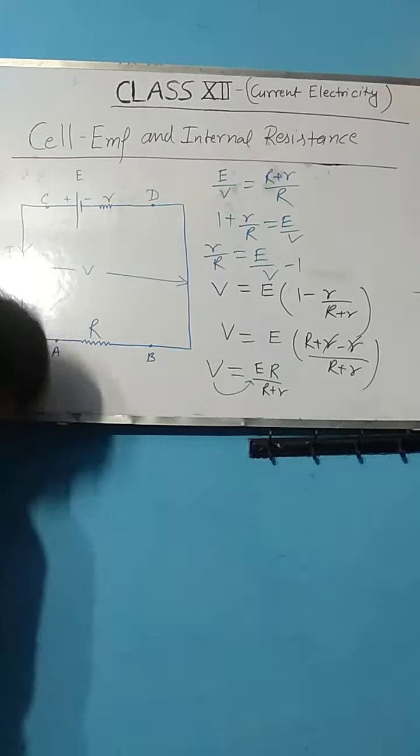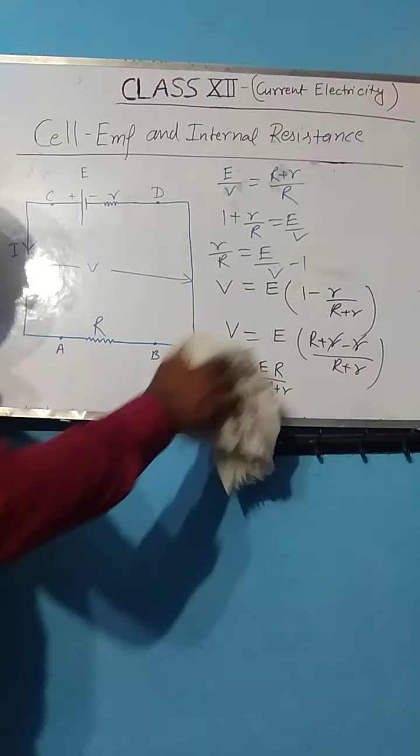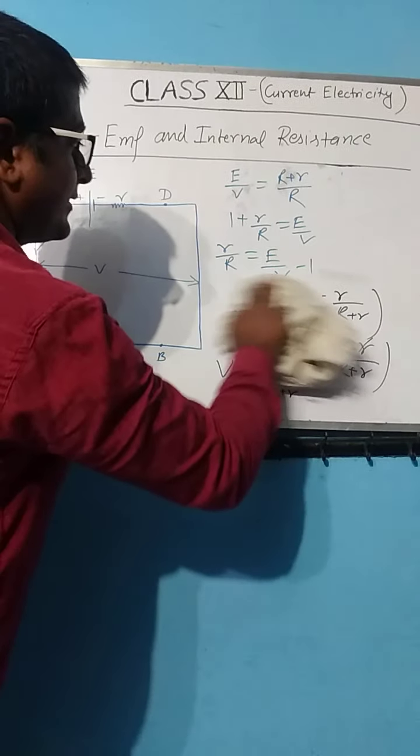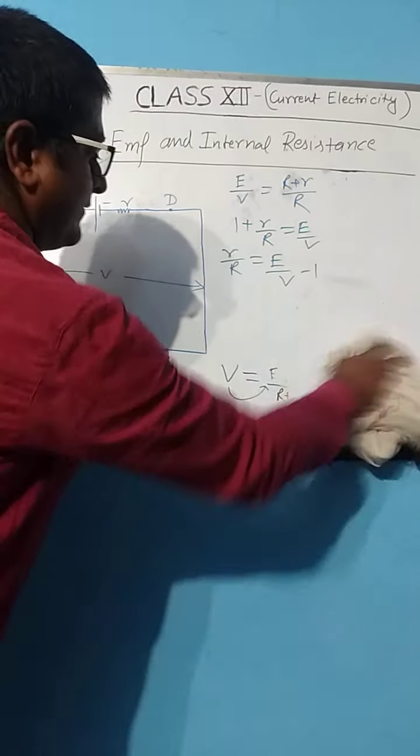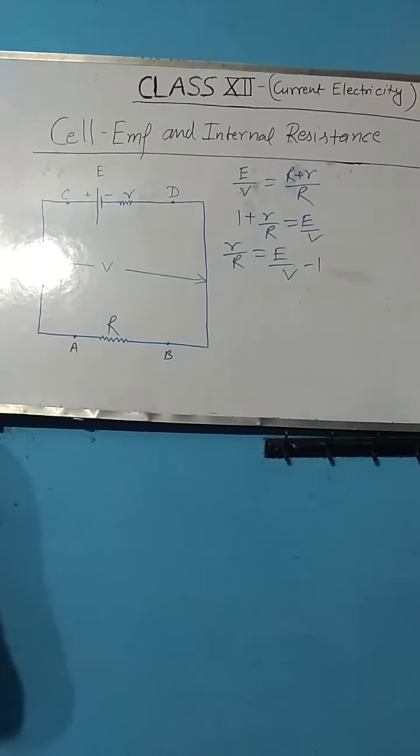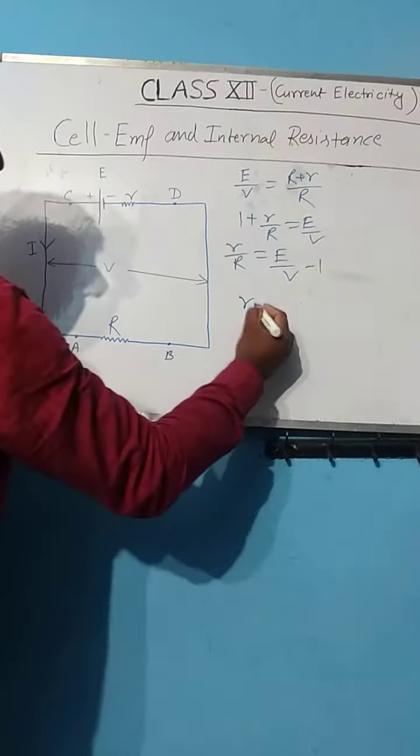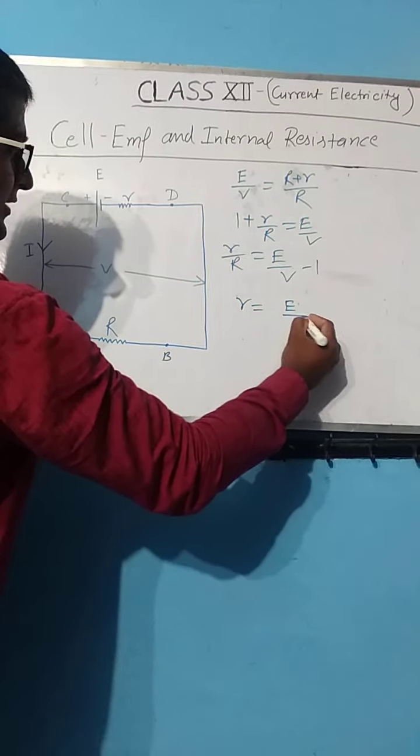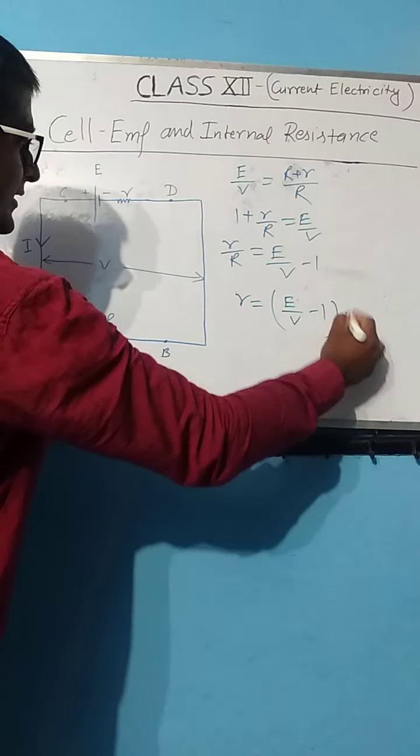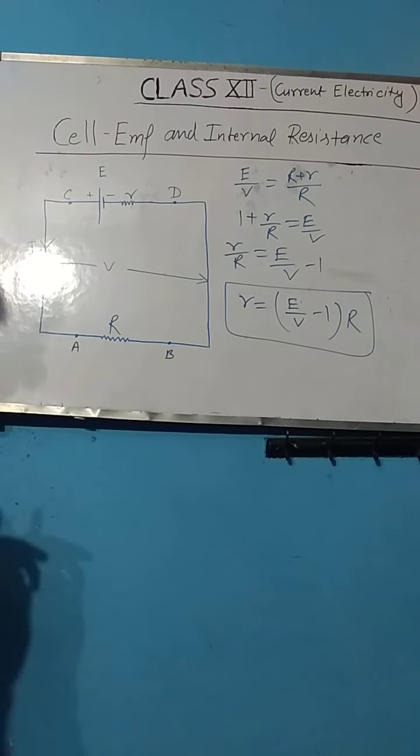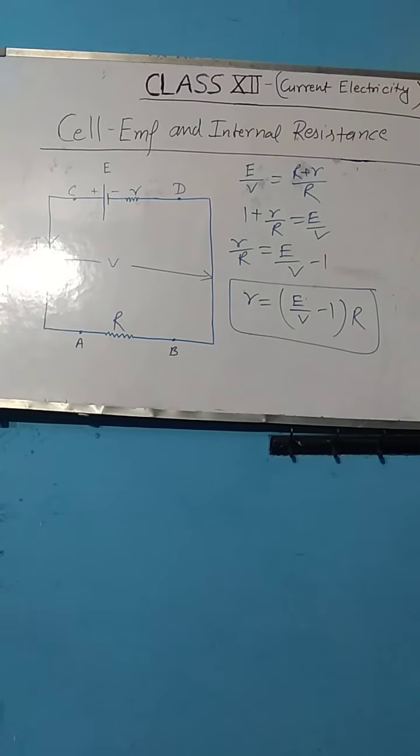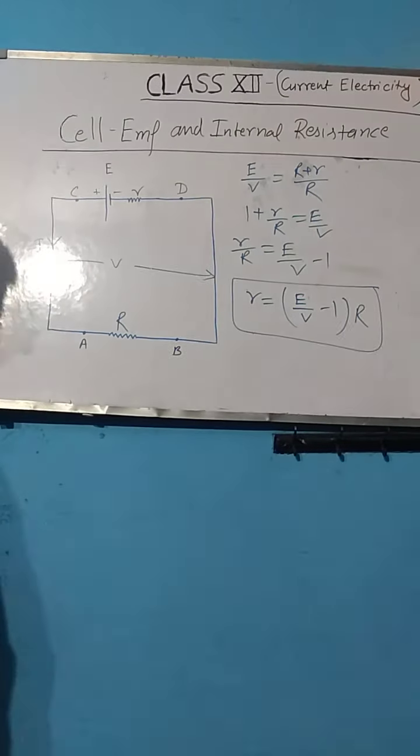After this, we have to go for the relation: r by R equal to E by V minus 1. So r equal to (E by V minus 1) into R. This is the relation of small r, capital R and E. Okay, so please note it. Next I will go for the internal resistance.